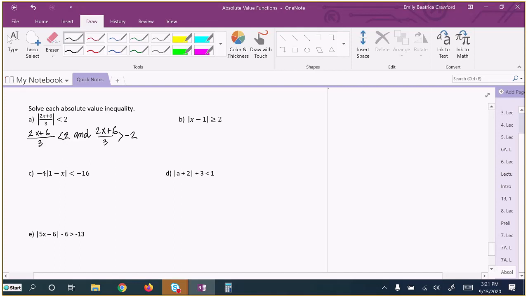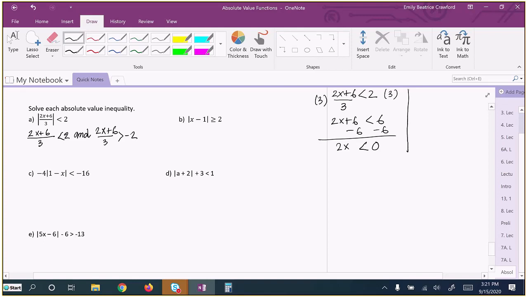So let's go ahead and solve it here aside. So first you have 2x plus 6 over 3 is less than 2. So multiply 3 on both sides. You get 2x plus 6 less than 6. Subtract 6 from both sides. So 2x is less than 0.